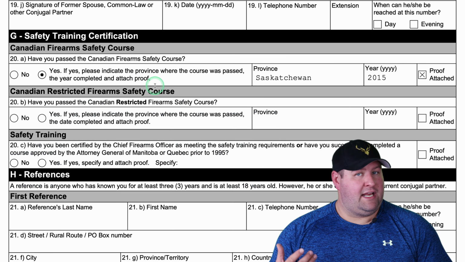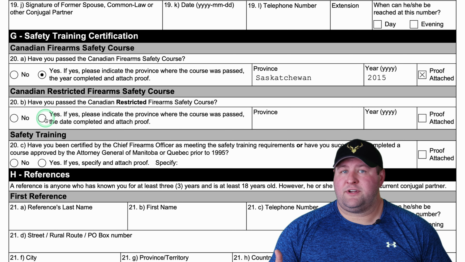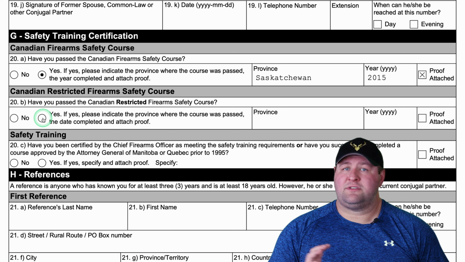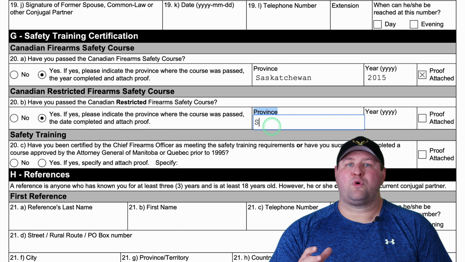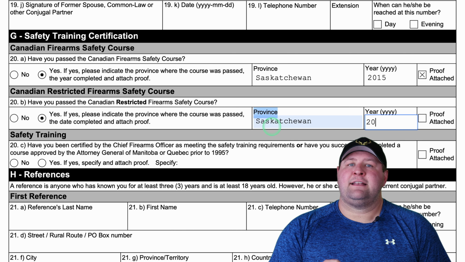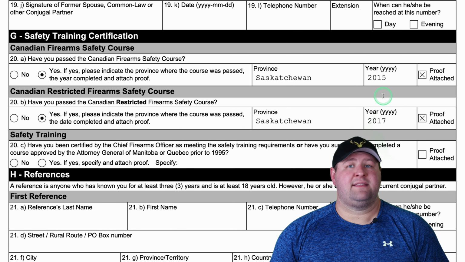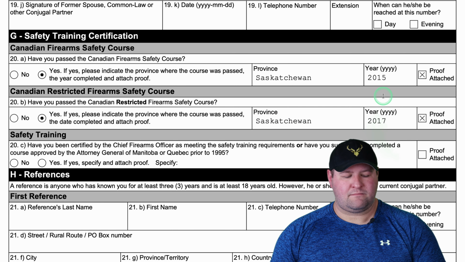Next is the Canadian restricted firearm safety course. So if you're taking the restricted, you would write in the province, the year, and check proof attached. So I recommend, once again, photocopying that course report and sending the photocopy in with your application. Don't send the original, keep that in a safe spot.